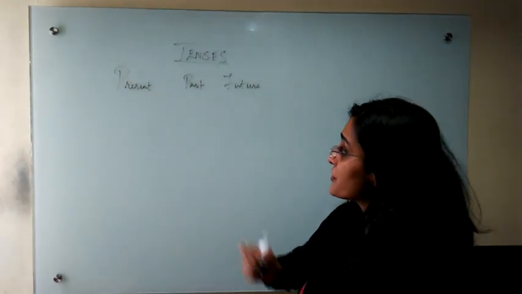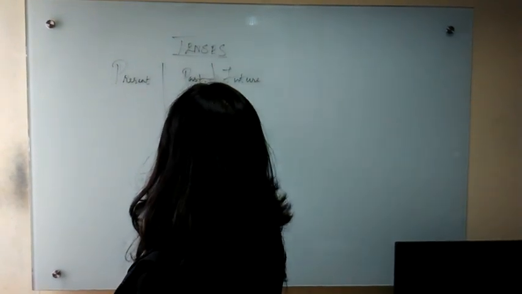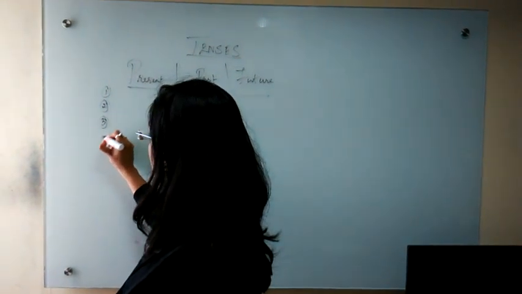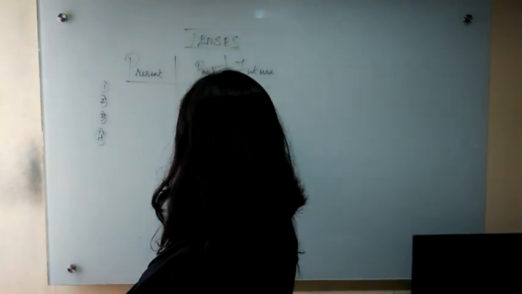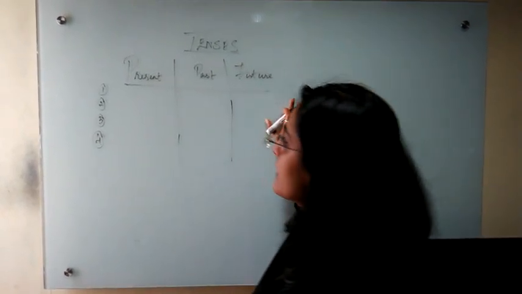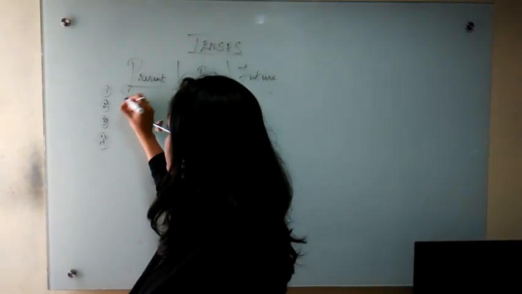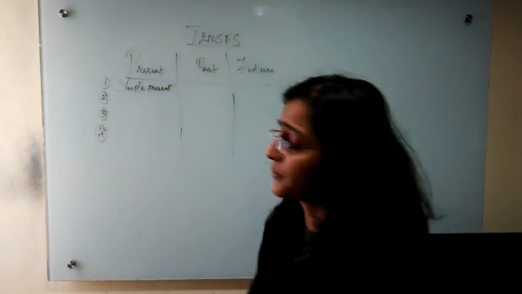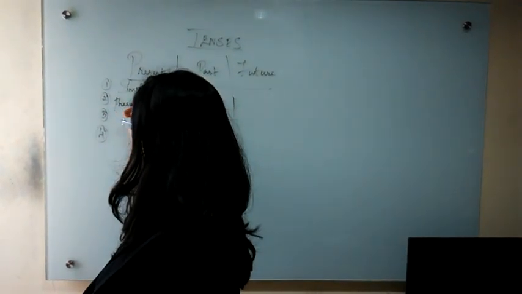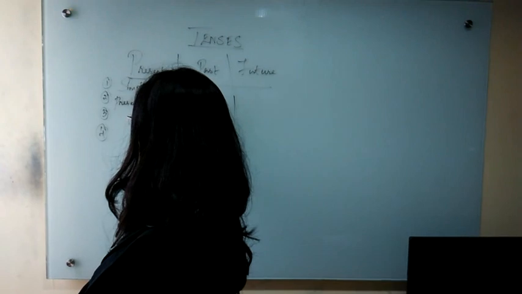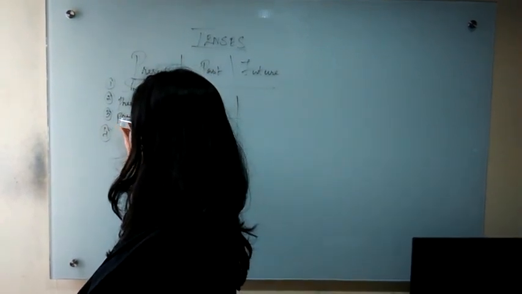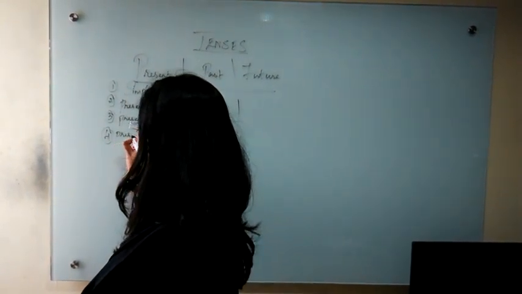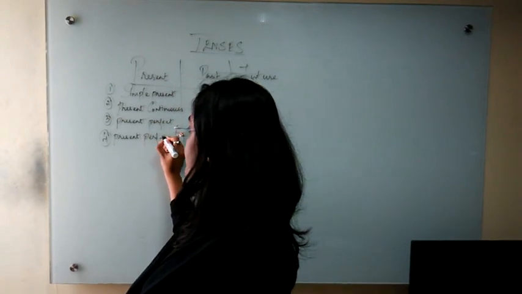Now, as I mentioned, we have present tense, past tense and future tense. Under present tense we have four types, under past tense we have four types, and under future tense we have four types. The first one is simple present. Then we have present continuous, then present perfect, then present perfect continuous tense.